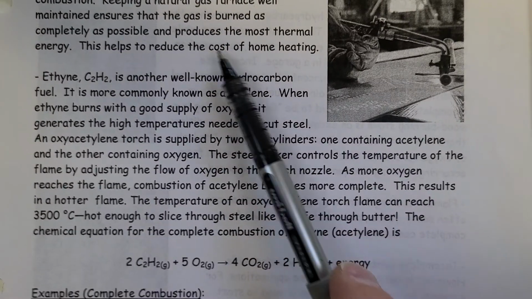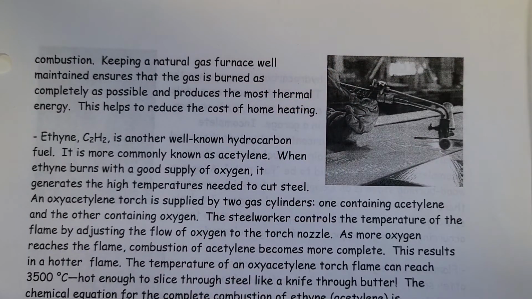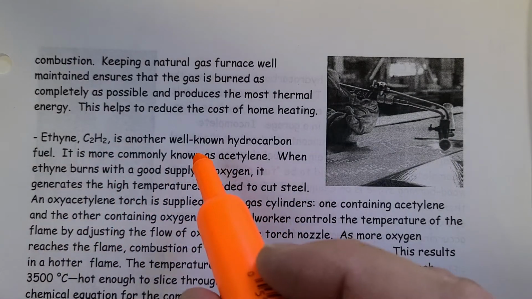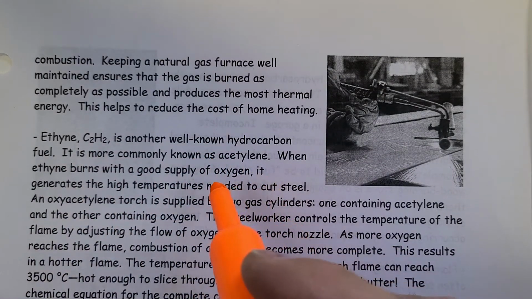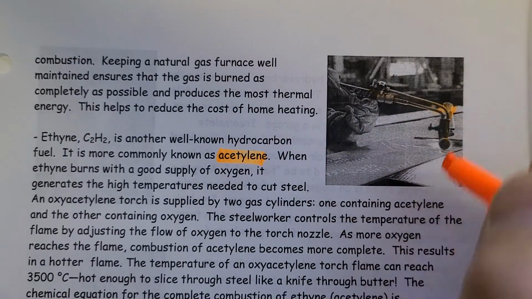Keeping a natural gas furnace well maintained ensures that gas is burned as completely as possible and the products release the most thermal energy. This helps reduce heating costs. Ethine, which is C2H2, is another well-known hydrocarbon fuel. It's more commonly known as acetylene, so acetylene torches.